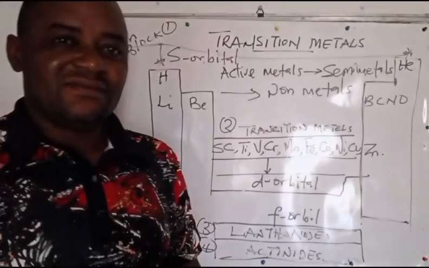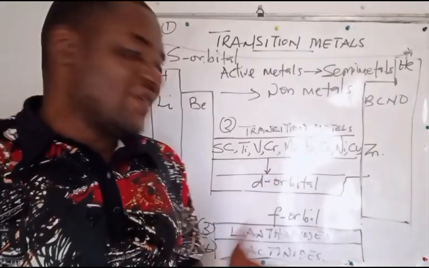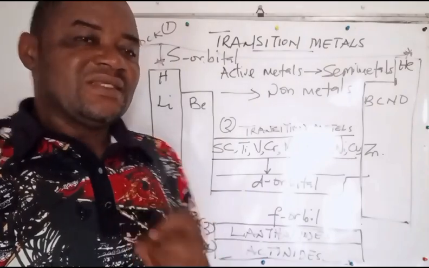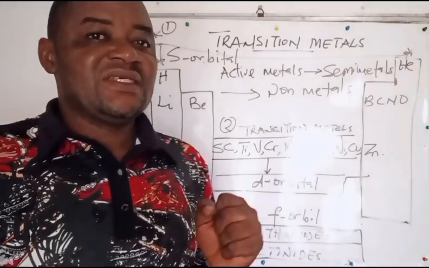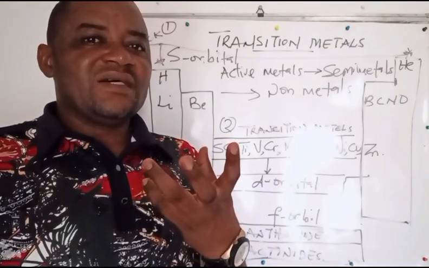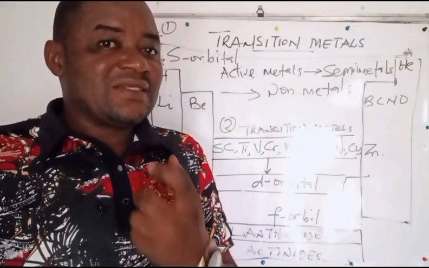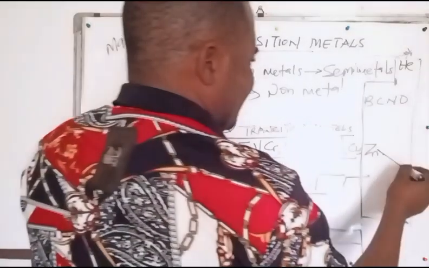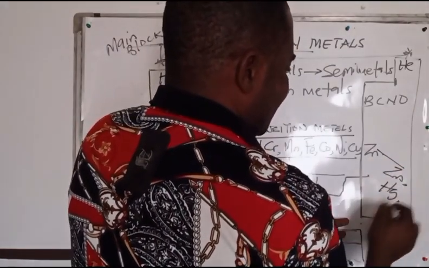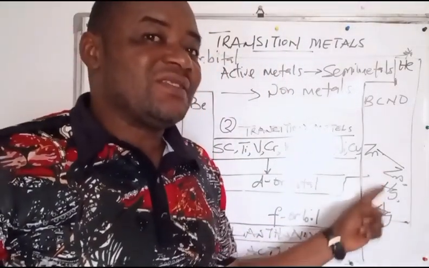So you can see that you have the s orbital, the p orbital, the d orbital, and the f orbital. But it's also worthy of note that there are transition metals that do not really possess an incomplete d orbital, for example, metals like zinc, mercury, and silver. These metals have a completely filled d orbital.